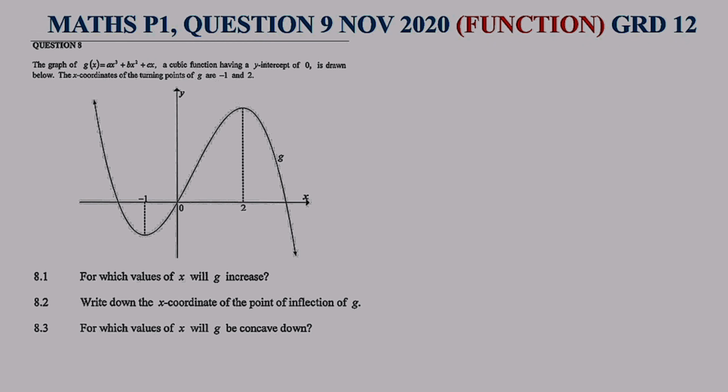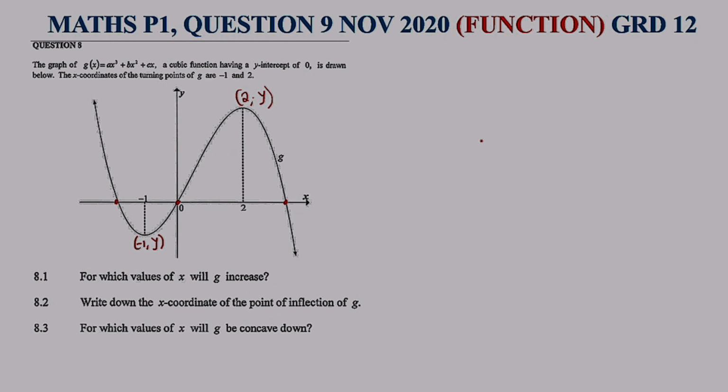Right. Okay, now let's have a look at this question. So the graph of g of x is given by ax cubed plus bx squared plus cx. It's a cubic function. And then they're giving us the y-intercept at 0, drawn below the x coordinates. They're giving us the x coordinates here of the turning point. So we don't know the y there. And also here, there's a 2, but we don't know the y value of the turning point. All right, great stuff. And then we understand that this is the other x-intercept there. There's 3 of them.